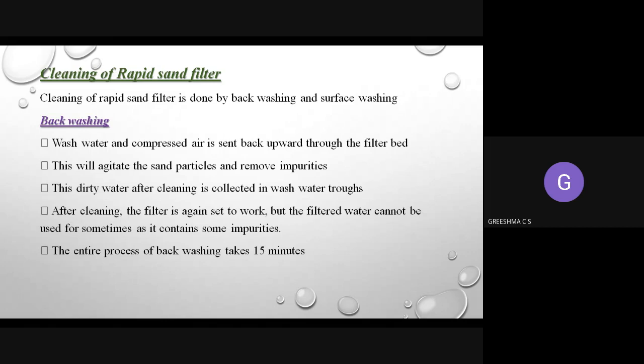Next is cleaning. Cleaning is mainly done through backwashing. Wash water and compressed air are sent upwards through the filter bed, and this will agitate the sand particles to remove the impurities. Likewise, we have discussed. Everything is sent back and it will be agitating the filter bed. The entire process of backwashing will take around 15 minutes.